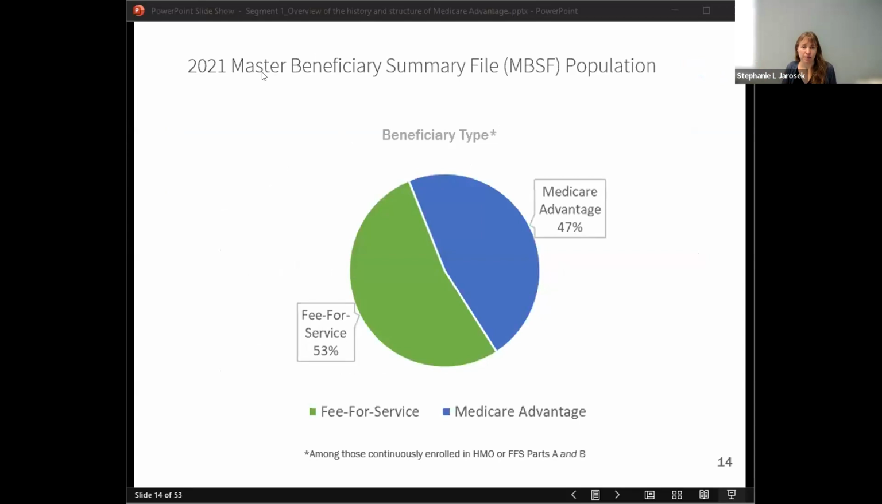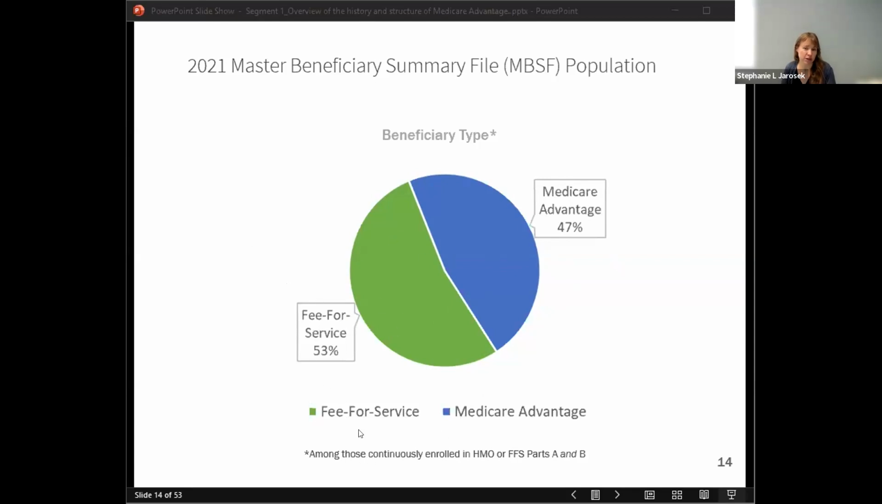Now, where are we now? In 2021, almost half of the population is enrolled in Medicare Advantage, which is a big difference from the less than 20% we saw at the beginning of the 2000s. Depending on how you measure it, it can be closer or farther from half. I think now in 2023 or 2024, they say it's even closer to half. It may have even edged out fee-for-service a bit.